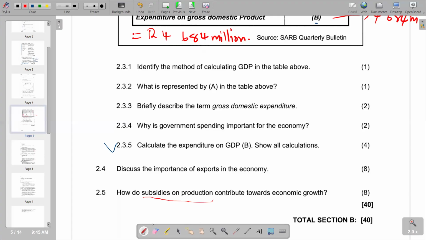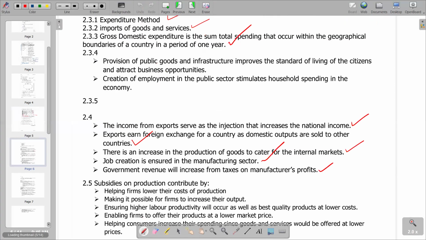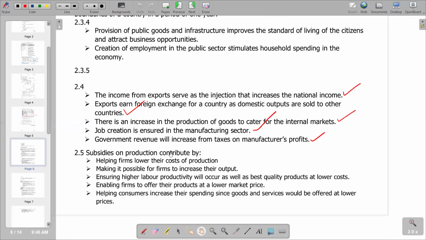So how do subsidies contribute in such a way? We have some points in the answer section that are explaining that. Subsidies on production contribute by helping firms lower their cost of production. The next one, making it possible for firms to increase their output and ensuring high labor productivity will occur as well as best quality products at lower cost.